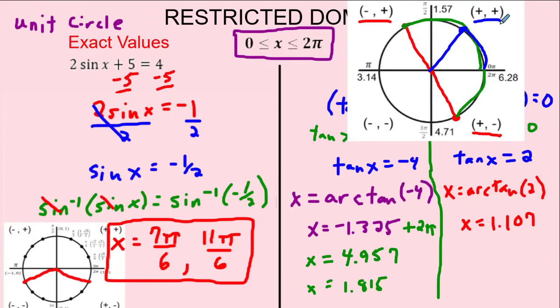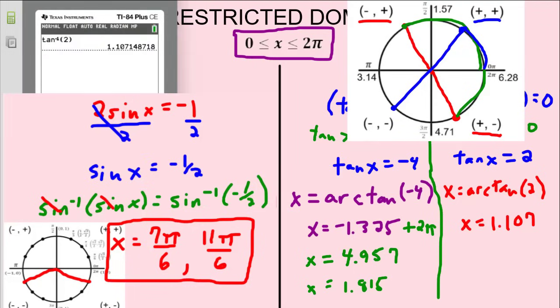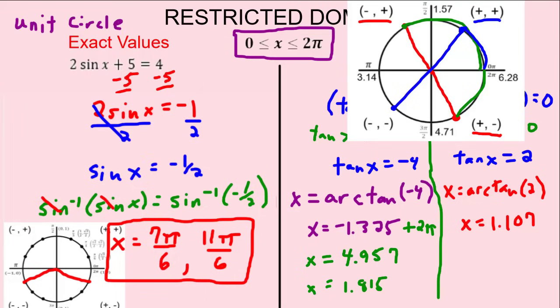Where else is tangent positive, though? Because it's not going to give you both. Straight across. I love tangent. It's just straight across. So luckily, this one's in my restricted domain. All I got to do to add to this one is what? Just add pi to it. I just need to get to the other side.